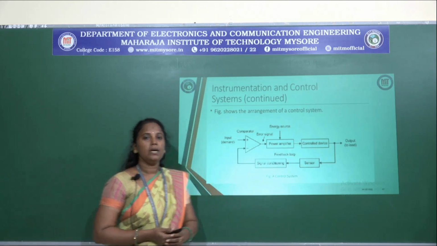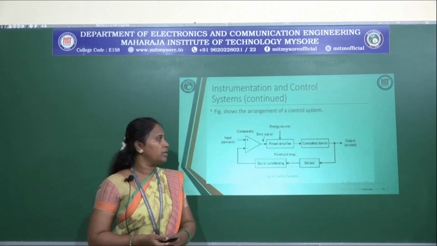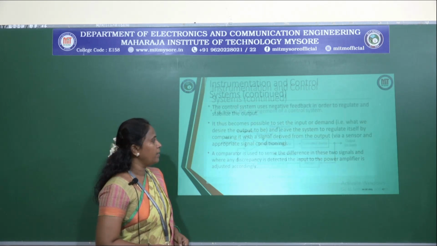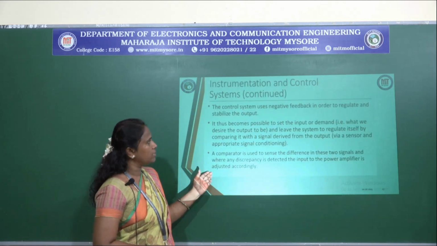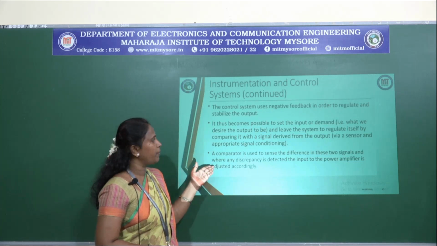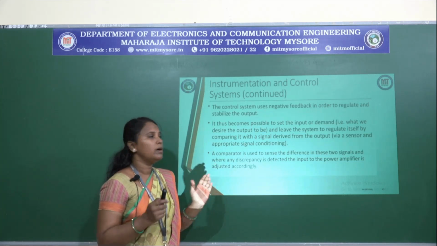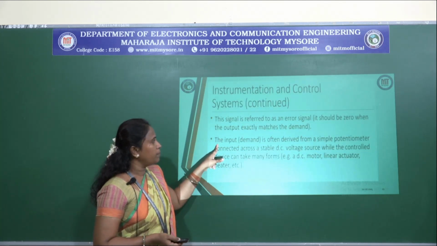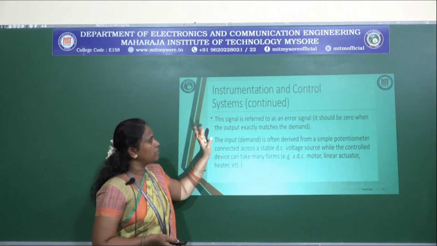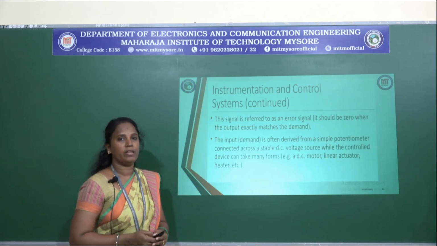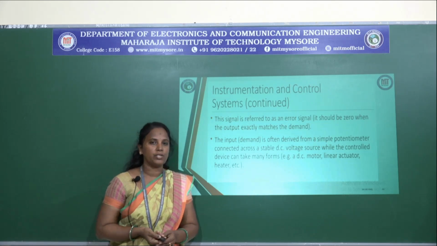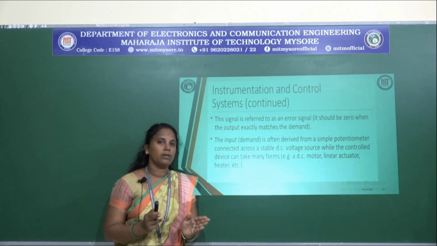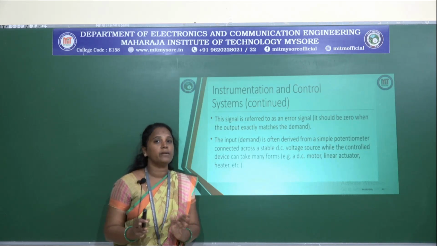Then from the power amplifier, the output is given to a control device, where the control device can be any one of these. As I told, we have a negative feedback, which is used for removing the error, so the error signal should be 0. That means after you compare your input with the negative feedback signal, the output you get from the comparator should be equal to 0.